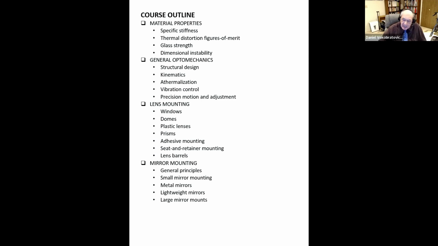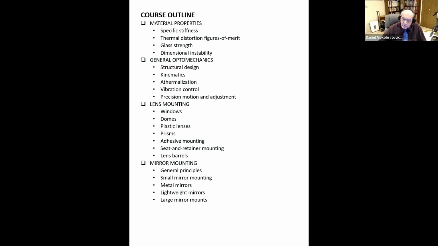When the Optomechanical Working Group was founded, way back when, Roger Rees, one of the founders, made the comment that the success or failure of an optomechanical system depends upon the quality of its adjustments. This may be an exaggeration, but it's not much of an exaggeration.